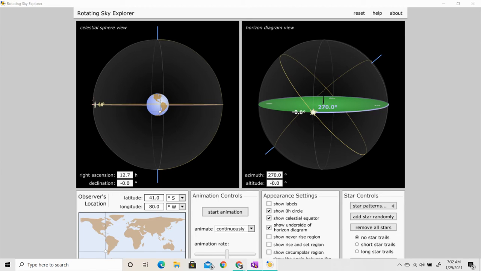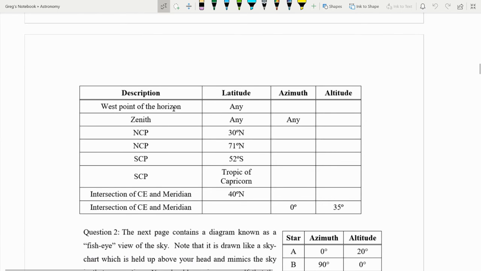Let's look at the question again. What is the latitude? Any. What's our azimuth? Our azimuth is 270 degrees. West point of the horizon, 270 degrees, and the altitude is 0. So type those into your boxes: 270 and 0.